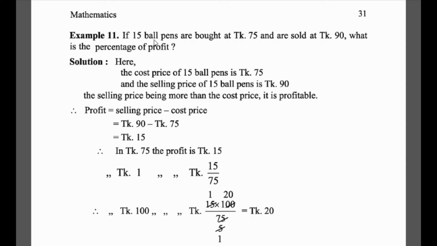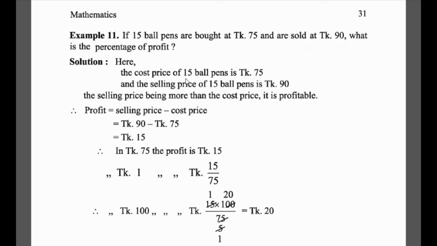Now it's time for example 11. If 15 ball pens are bought at taka 75 and are sold at taka 90, what is the percentage of profit? Okay, so let's look at the solution.